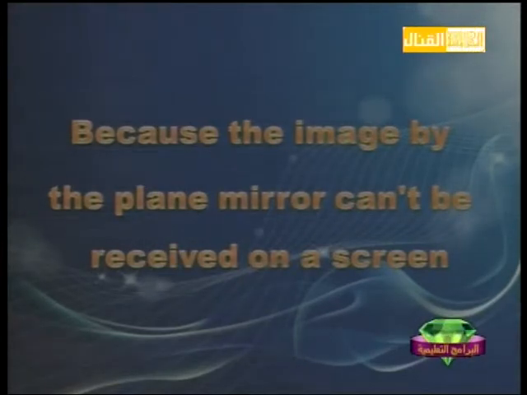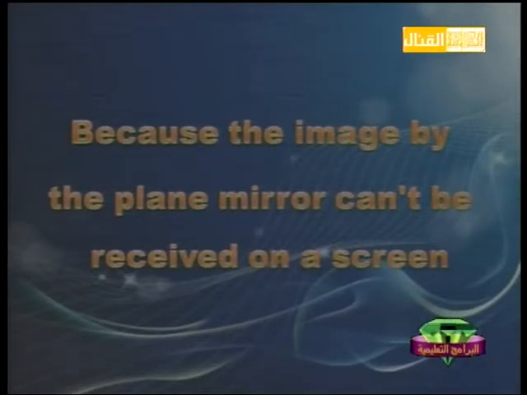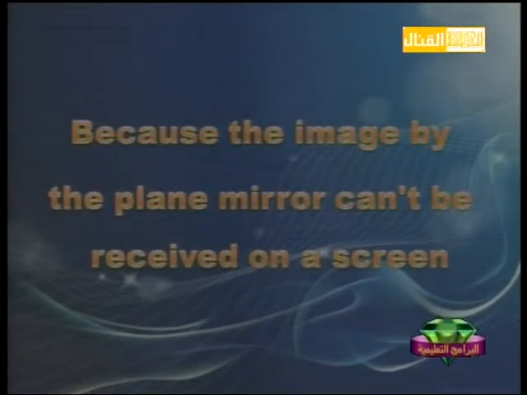So the image found in the plane mirror, or any type of mirror except the concave mirror, that is the plane mirror or convex mirror, forms a virtual image. Why? Because the image by a plane mirror or convex mirror can't be received on a screen. It's found inside the mirror, but we cannot receive it behind the mirror.